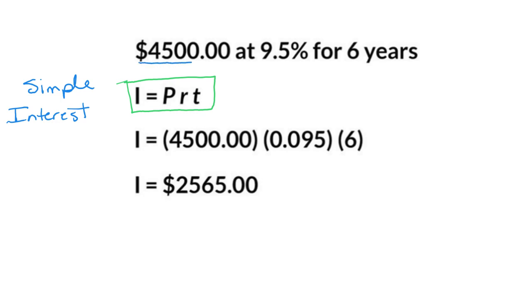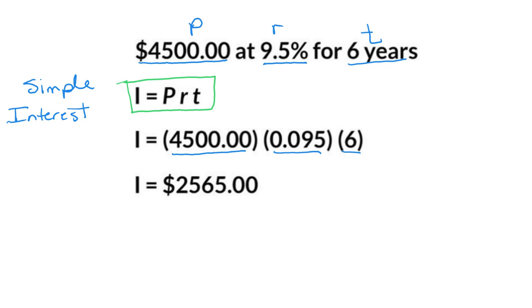The $4,500 is my P. My 9.5% is my annual interest rate, and 6 years is my T. So you can see that we substituted those values in directly, replacing the P, the R, and the T. And then you place this in your calculator, or you can multiply it by hand. It may take you a while, but I would say put it in your calculator twice and make sure you get the same answer twice before you say this is your final result.